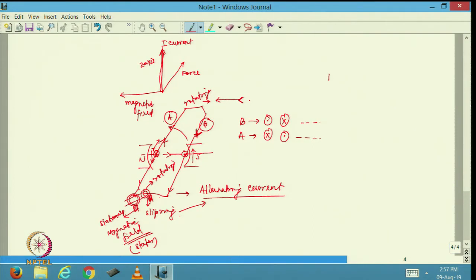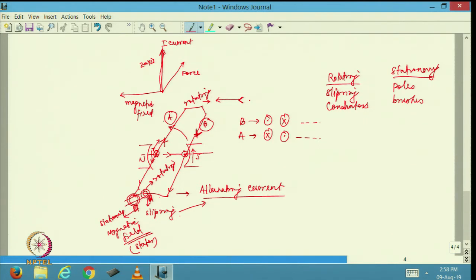So, to reiterate, what are the rotating parts? The rotating parts are going to be the slip rings, along with that, I will also have conductors. Whereas, what are the stationary parts? The stationary parts are going to be the poles, or magnetic poles, or magnetic field, and I am also going to have the brushes which are stationary.